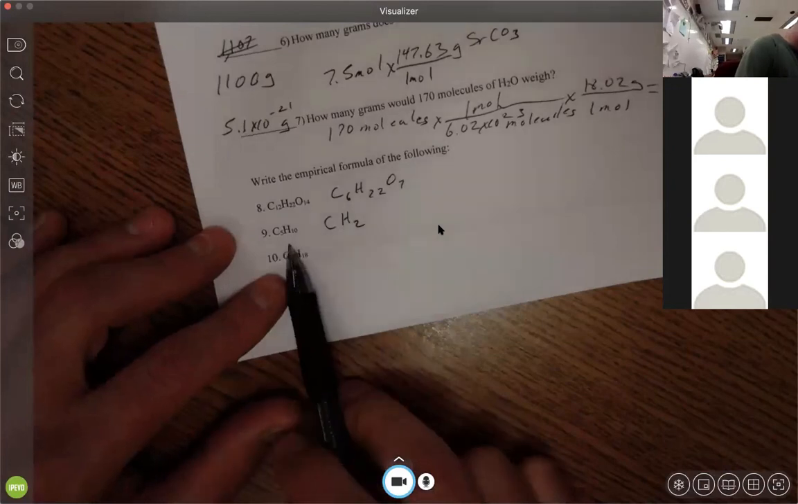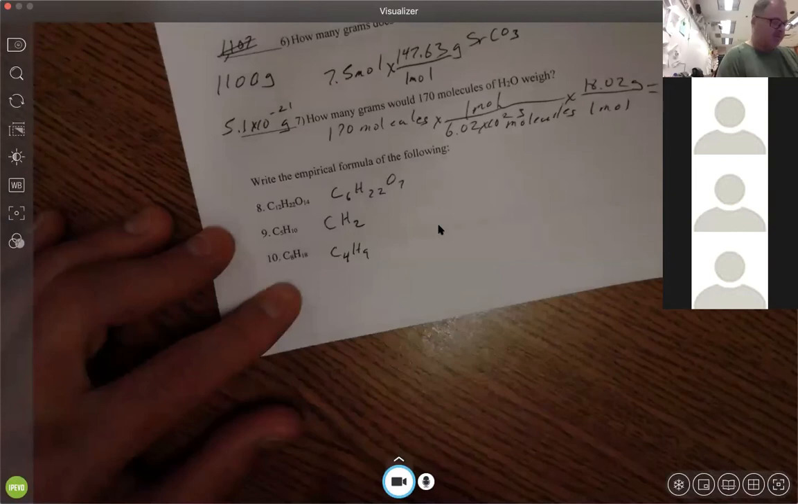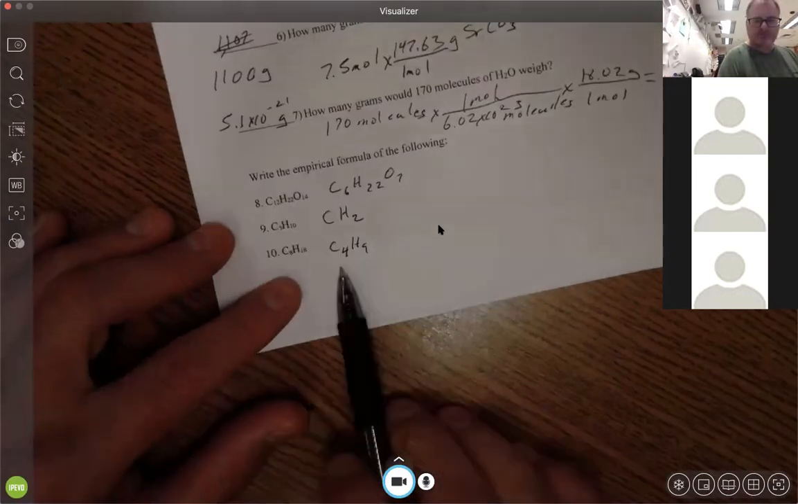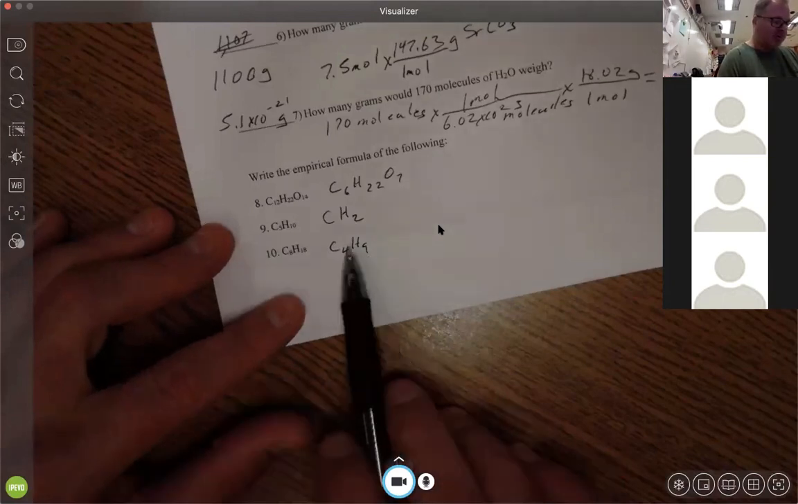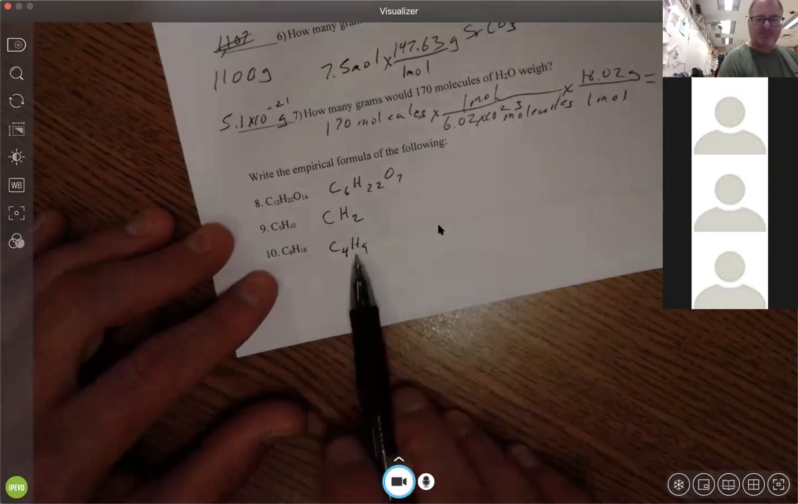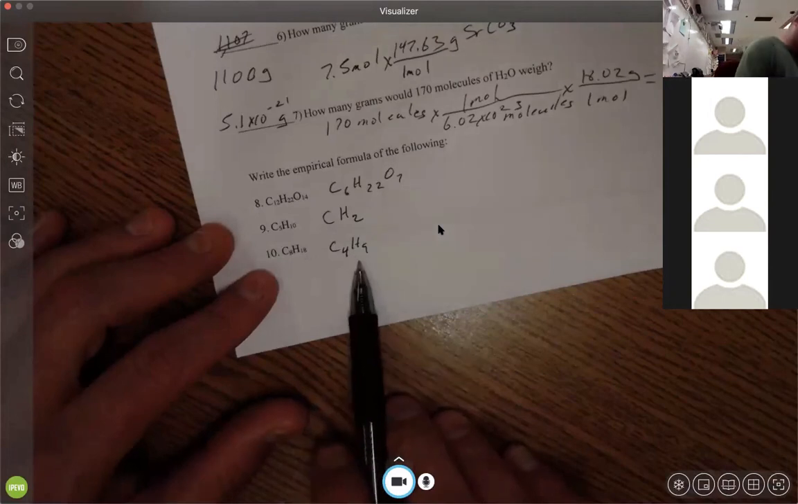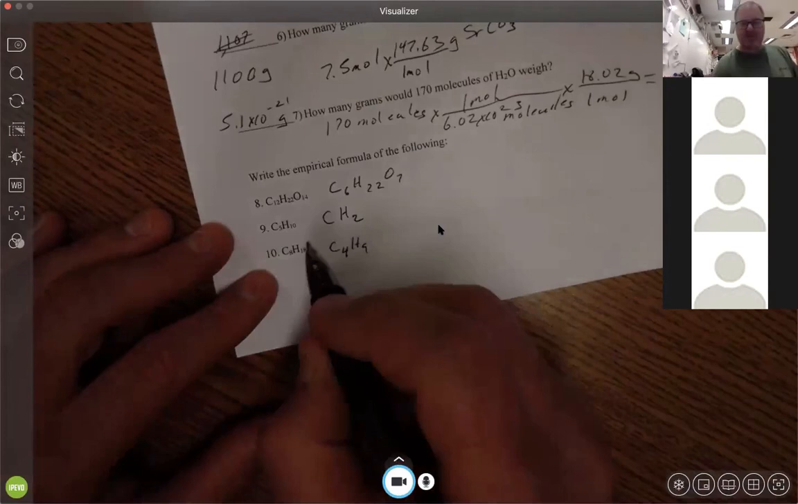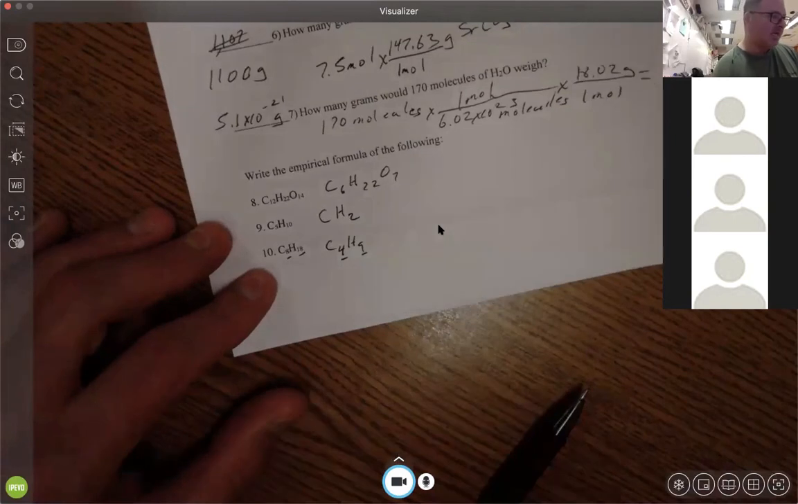C8H18, well, each of those can be divided by 2, C4H9. Here's the thing. These cannot be divided anymore. So this is the empirical formula of this. This would also be the empirical formula of itself because it can't be divided anymore. This has its own empirical formula, which is itself. There are many compounds that have the same empirical formula. It is just a ratio of atoms, and it's the most reduced whole number ratio of elements to other elements in the compound.